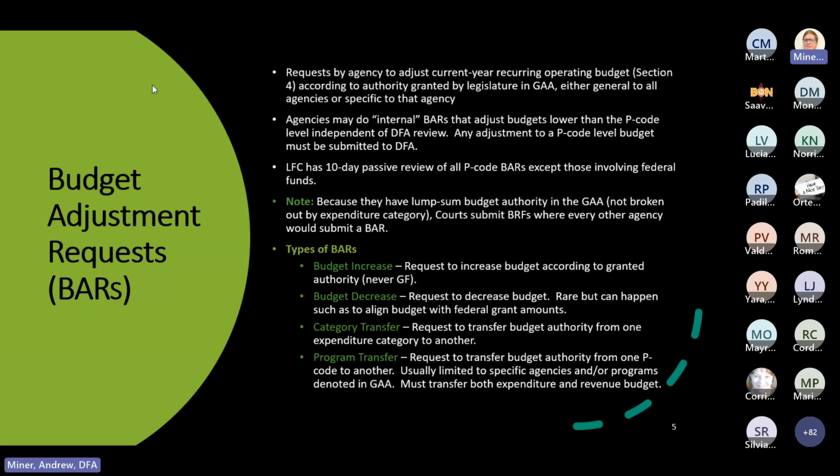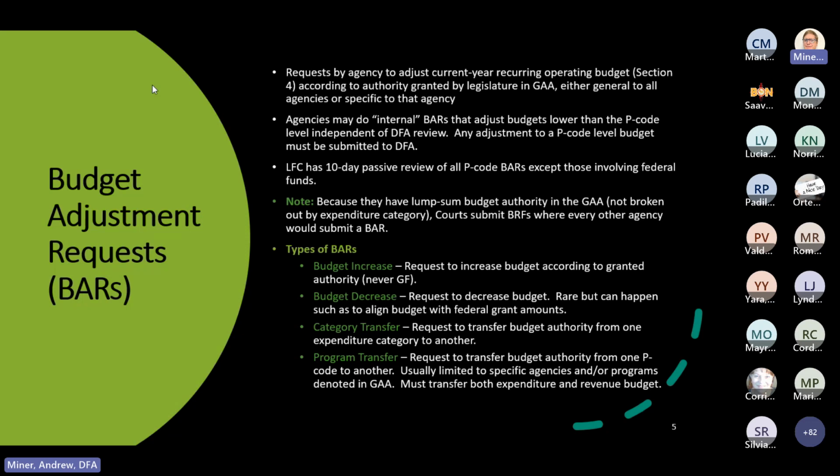An exception here, a very notable exception, if we have folks here from the courts, because a few years ago, the courts started receiving lump sum of budget authority in the GAA. In other words, their budgets are not broken out by expenditure category in Section 4. Courts submit BRFs, where every other agency would submit a bar.